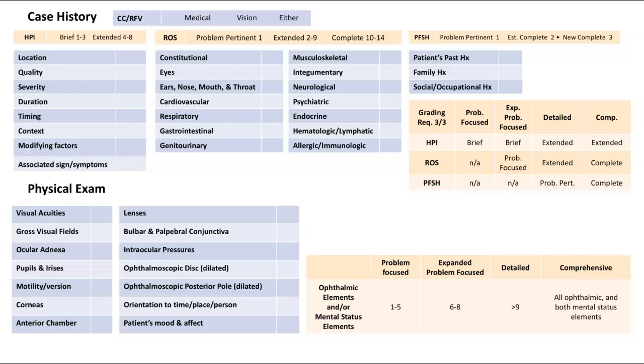Same with the physical exam. As you go through the exam, you just check off the graded elements there, and then you add them up. And you can see on the bottom right there, it goes through how many of each element are required to earn each one of those levels.